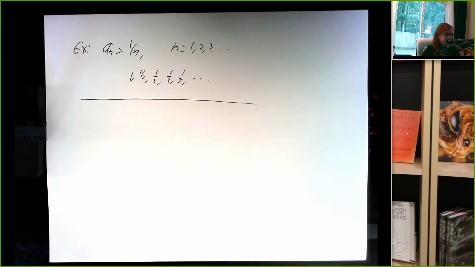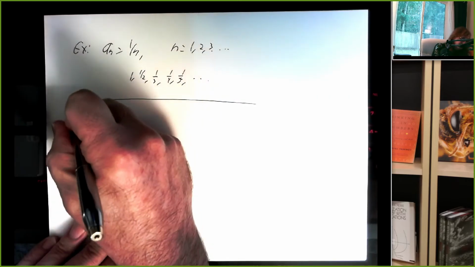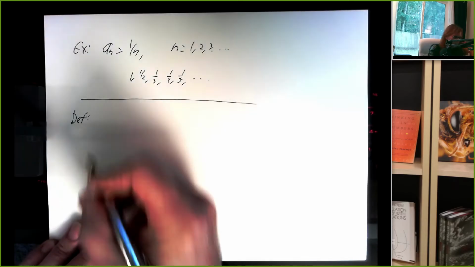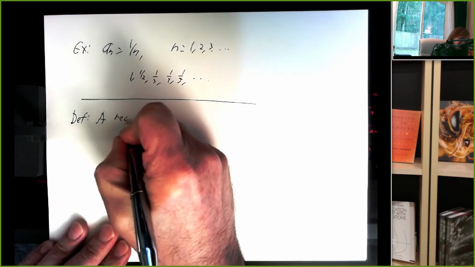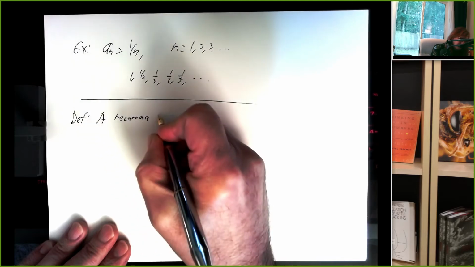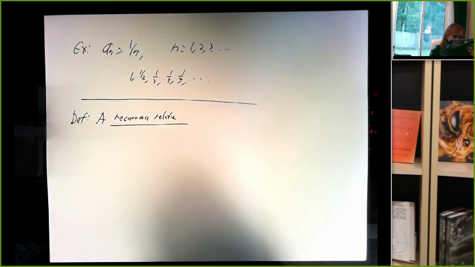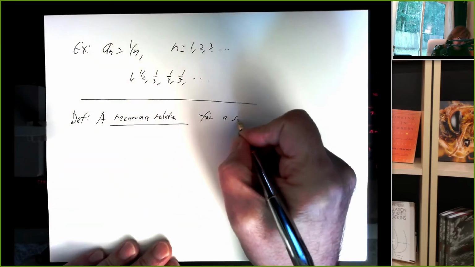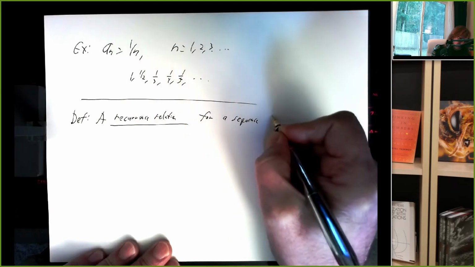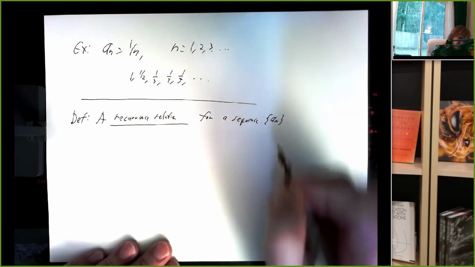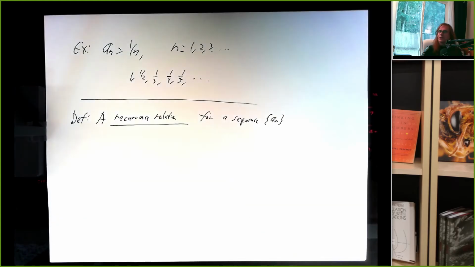And so we encounter lots of different sequences, and we'll work with examples of these. All right, so let me give you a definition. So a recurrence relation for a sequence, and here's that unfortunate notation. So this is a sequence, not a set.